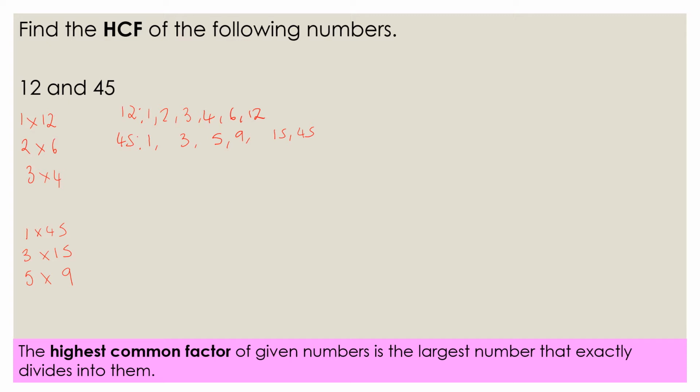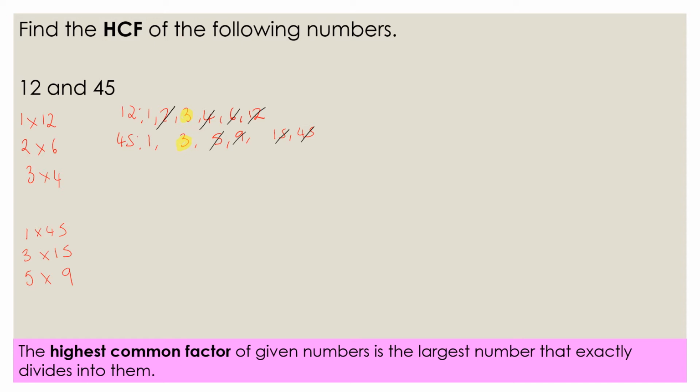So I'm going to go through my list, and anything that isn't in both lists I'm going to get rid of. So get rid of the 2 and the 4, the 5, the 6, the 9, get rid of those ones. So in this example, my highest common factor is 3.